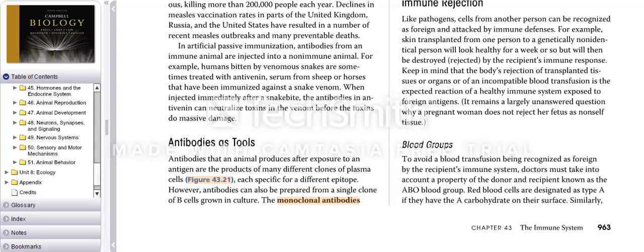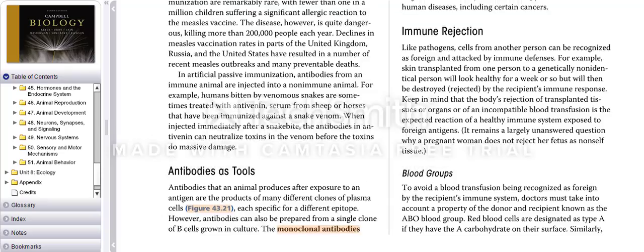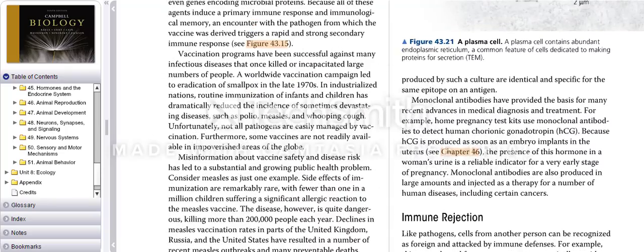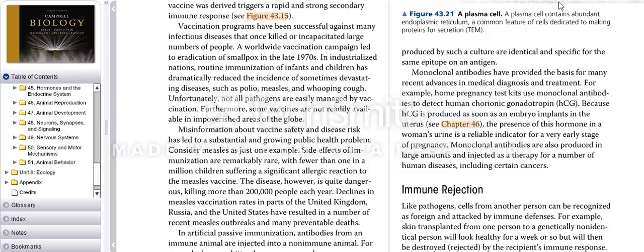And this talks about antibodies being produced. Antibodies can be prepared from a single clone of B cells grown in culture. So that's what monoclonal antibodies are. They're all from a single origin, a single B cell, and they're all produced in culture for a specific epitope on an antigen.